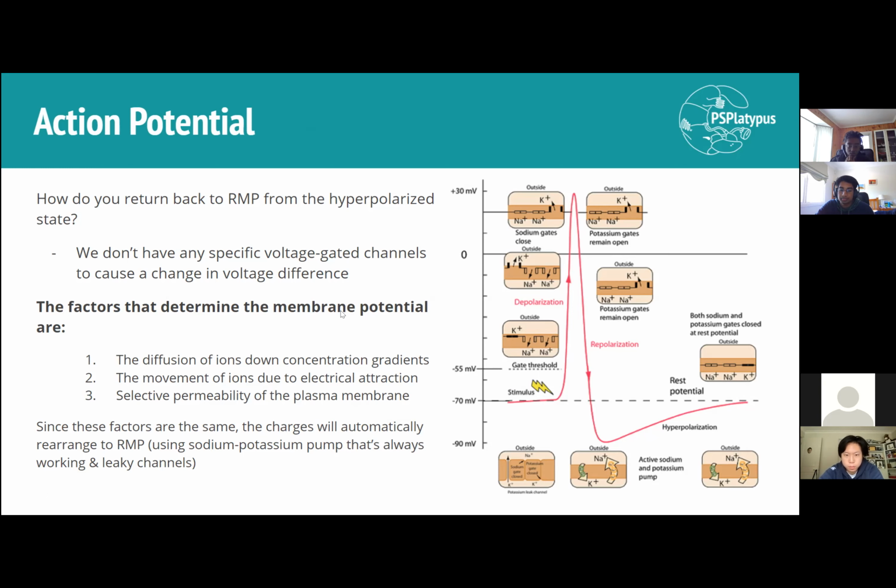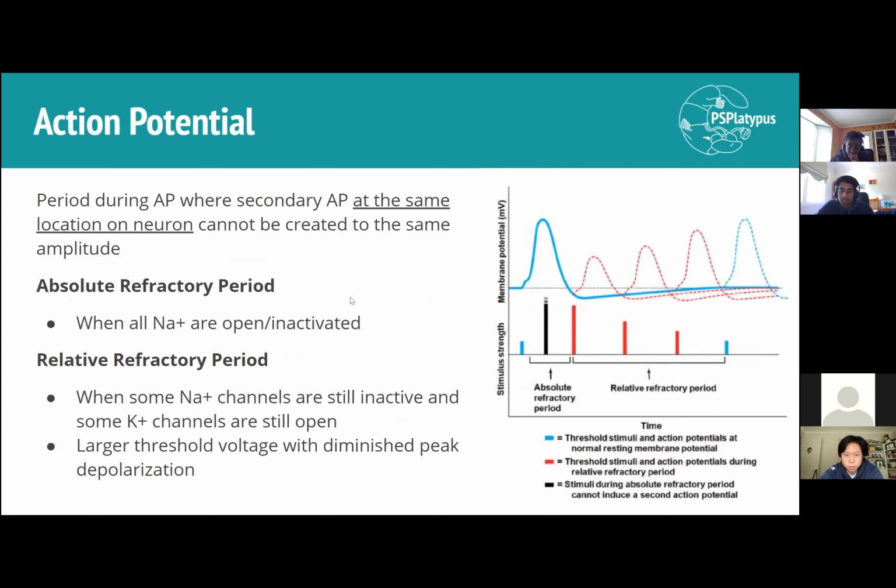Okay, so we have an idea called a refractory period. That is essentially a period during an action potential where a secondary action potential at the same location on the neuron cannot be created to the same amplitude. This is because we need voltage gated channels to create and cause an action potential, right? But if these voltage gated channels are already busy doing an action potential, we can't use them to create a secondary action potential at the same place.